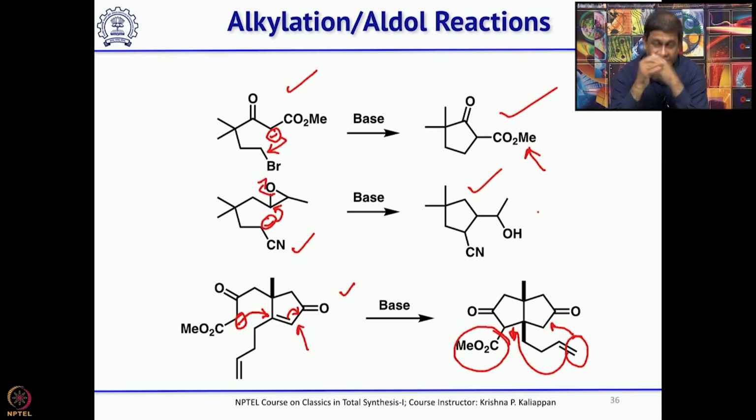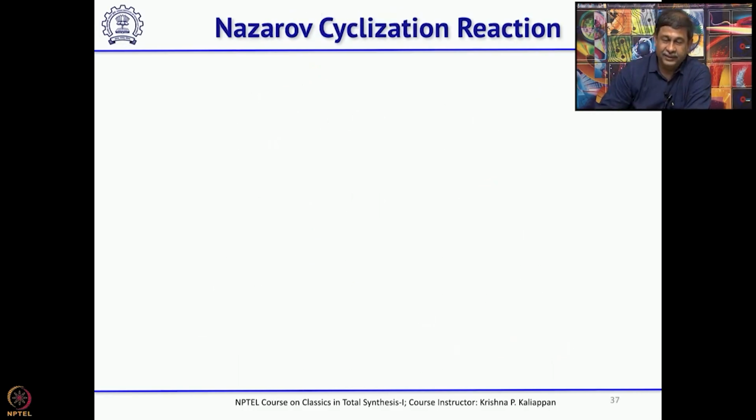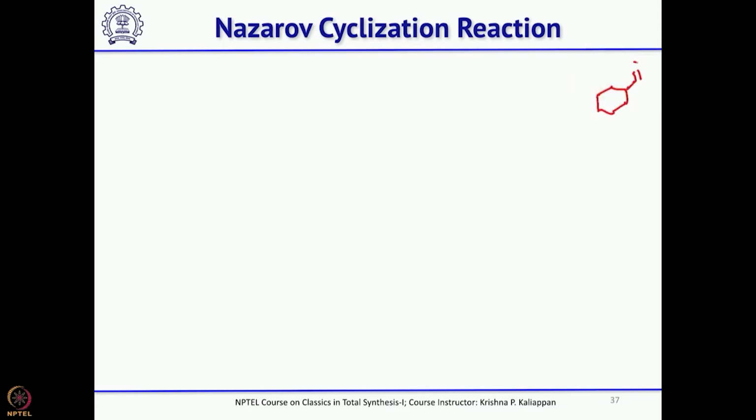So, Michael addition followed by an aldol reaction, one can construct a triquinane, and in this case it is an angular triquinane. So, there is another reaction which is called Nazarov cyclization. See, this Nazarov cyclization is nothing but if you have a dienone, then on treatment with acid you get the corresponding 5-membered ring, a cyclopentenone, and the double bond is more substituted. And you can also control the regioselectivity of the double bond formed.